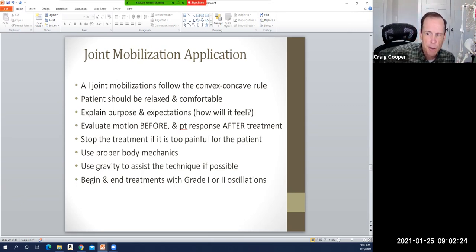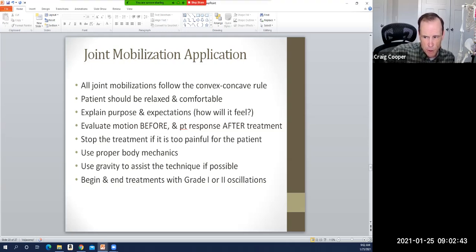And it shouldn't really be painful. They should be fairly pain-free. Certainly the grade 1s and 2s should be pain-free. The grade 3 and 4, where you're actually pushing tissue limit, might be a little uncomfortable, but it shouldn't be painful. If it's painful, then we need to back off.